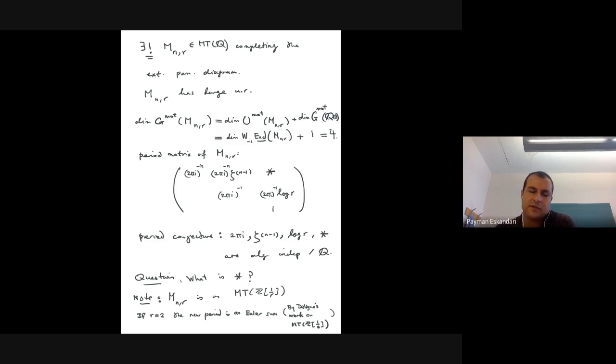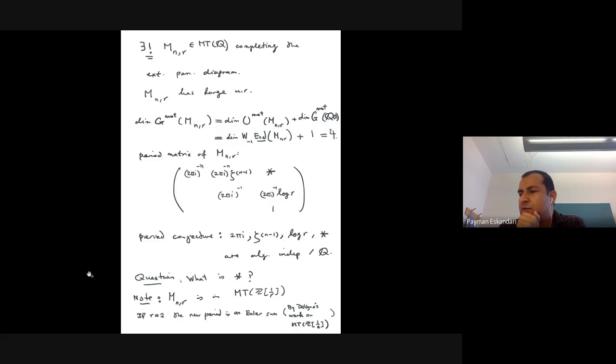We didn't do this, but one should be able to calculate this using a motivic coaction on iterated integrals. But if R is not a power of 2 or 3, then we really have no idea what the nature of this new period is, and we're hoping to be able to say something about that in the future.